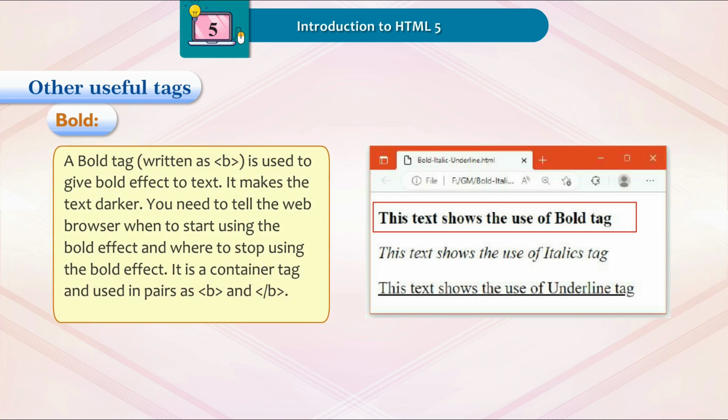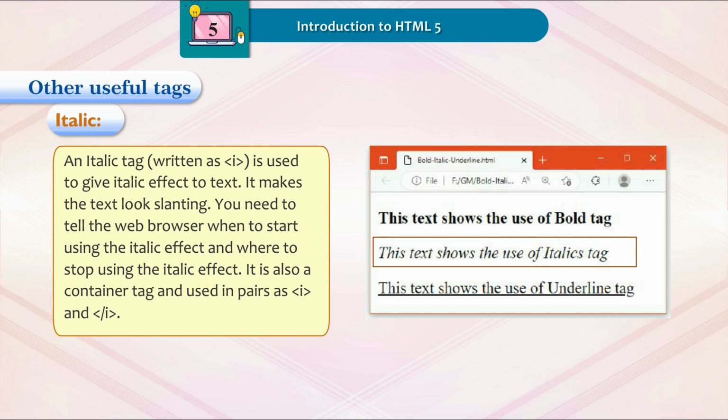Bold. A bold tag written as B is used to give bold effect to text. It makes the text darker. You need to tell the web browser when to start using the bold effect and where to stop using the bold effect. It is a container tag and used in pairs as B and /B.